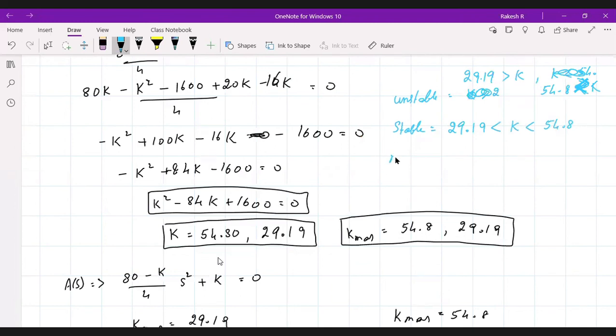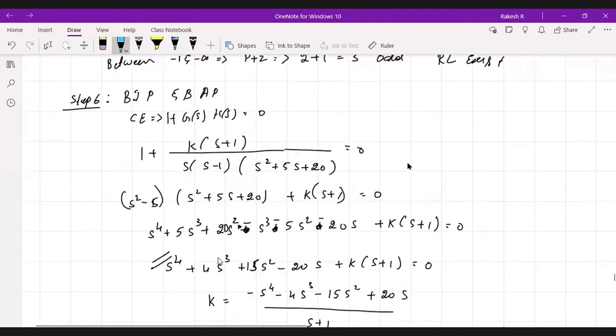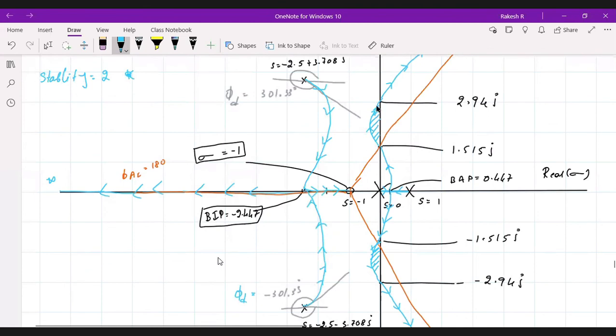For the marginal value, the value of k should be what? K should be 29.19 and 54.8. This is the k marginal value, this is the stable value, and this is the unstable value. This is what you need to state for the stability here, right? This is stable, unstable, and marginally stable here, right? Yeah. Have any doubts in this? If you have any doubts, you can ask, guys. With the root locus you need to state the stability here.